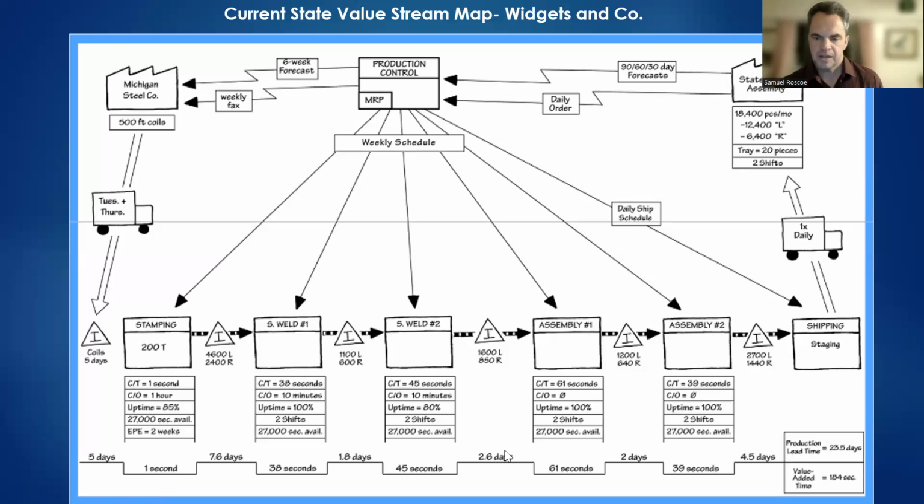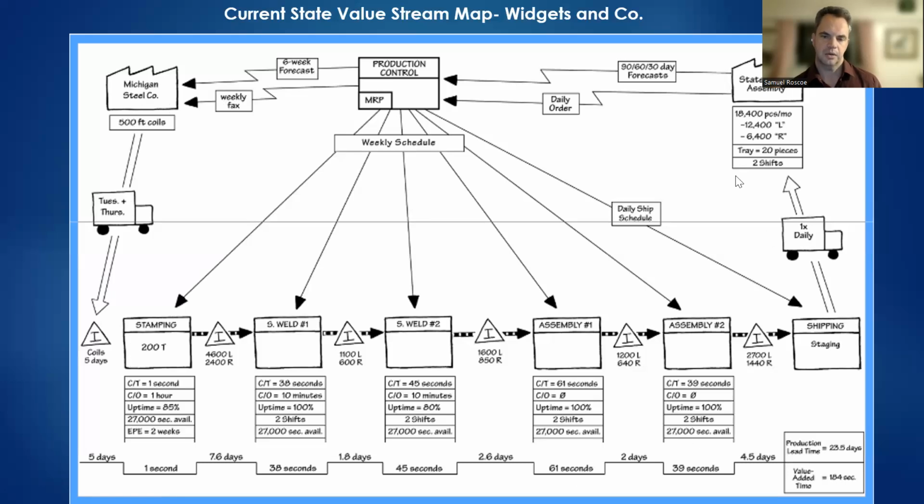Now, the interesting thing about this is that there are a number of bottlenecks. As you can see, we have delays here. The staging process is having daily deliveries out to State Street Assembly. And these are daily orders coming from our customer into us. But we have delays in terms of our forecast, which we're only giving to our supplier every 6 weeks. And then our supplier is only delivering on a Tuesday and Thursday every week.